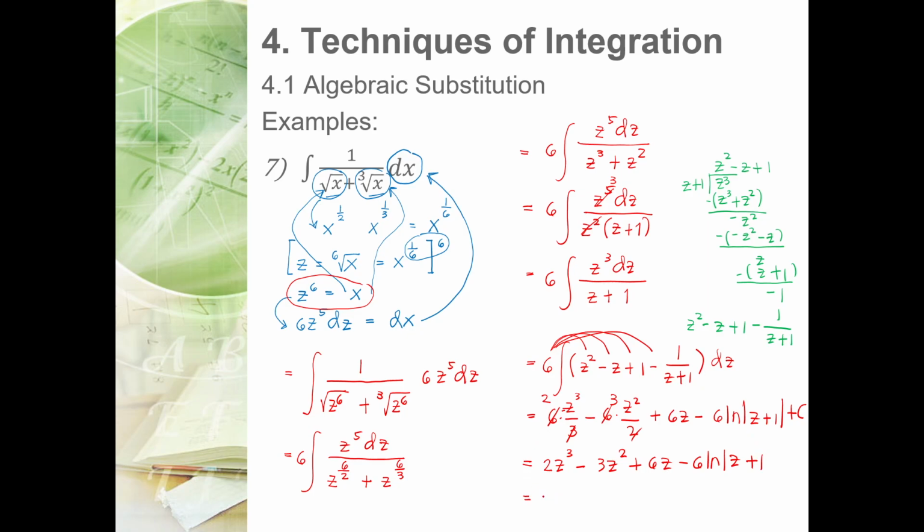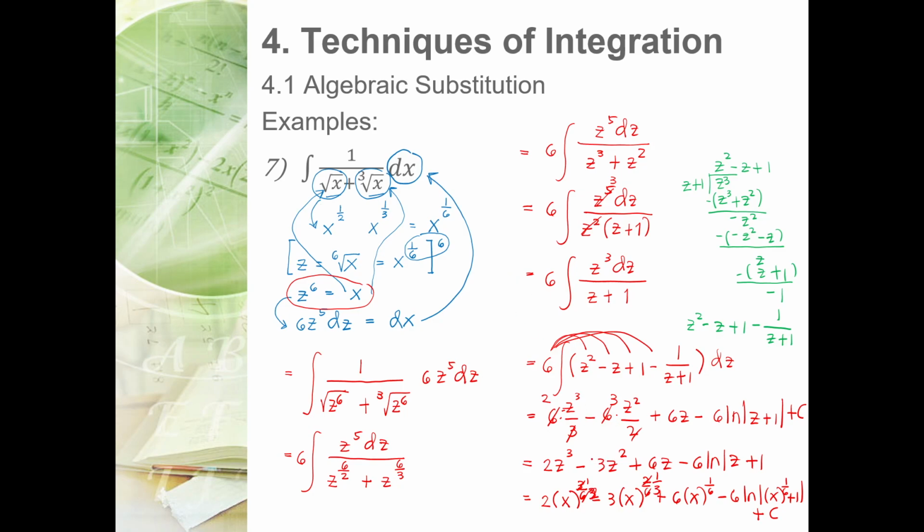So if we're going to replace the value of z, so this one is 2 times x to the power of 3 over 6 minus 3 times x to the power of 2 over 6, then 6 x to the 1/6 minus 6 ln of x to the power of 1/6 plus 1. So this becomes the cube root, kaya may mo siyang 1/3. This becomes 1/2, square root. The other one is the cube root.